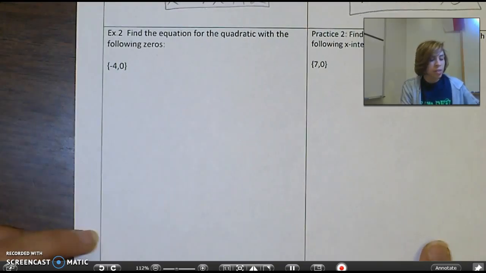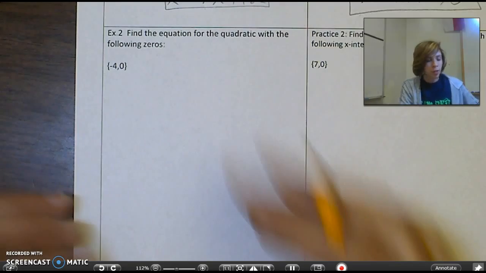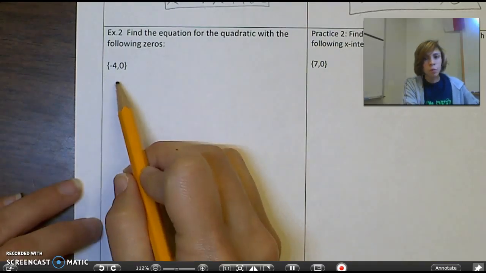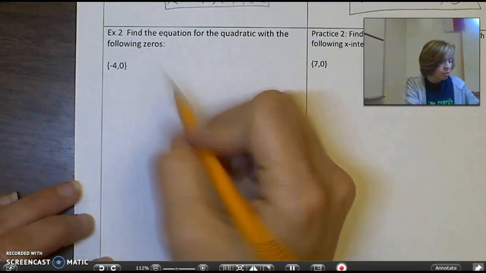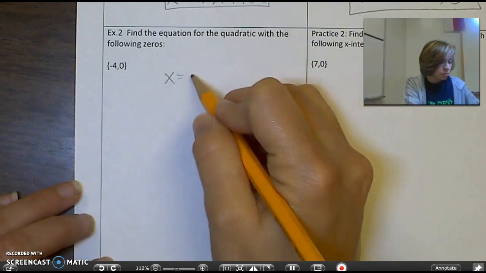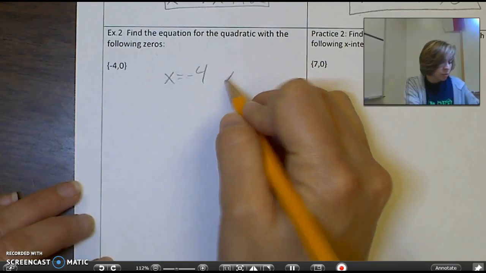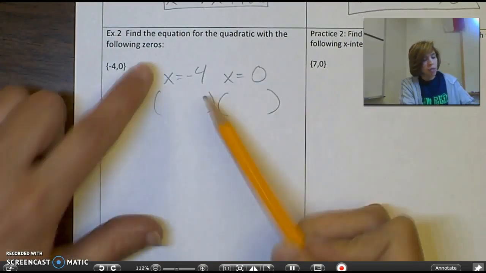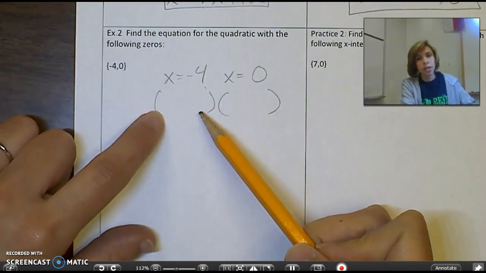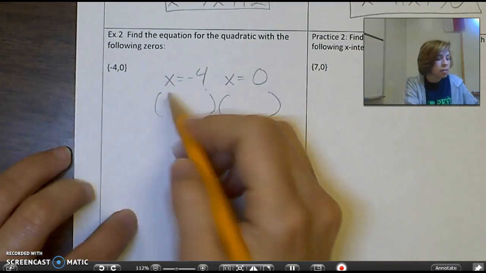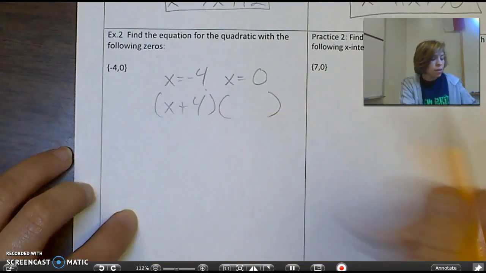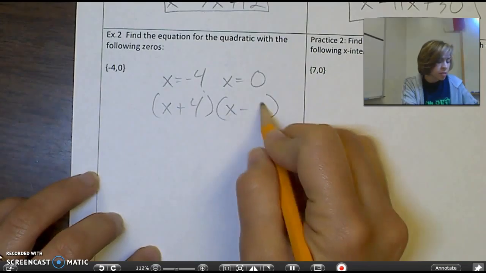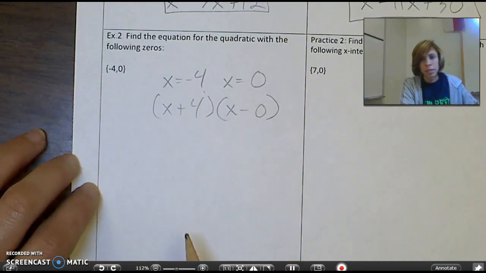So I'm just going to do the same way that we did it up here first. When you have 0 for one of your solutions, you'll do the same thing. You'll put x equals these numbers, x equals -4, x equals 0, into your parentheses. Remember, when it goes into the parentheses, it's going to change signs. So if it's -4, it's going to be x plus 4 here. Here I'll just put x minus 0, but it really doesn't need to be there.